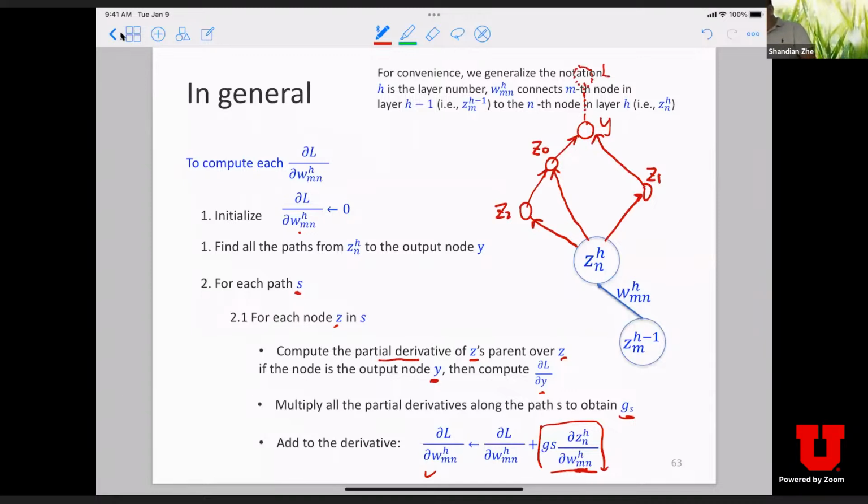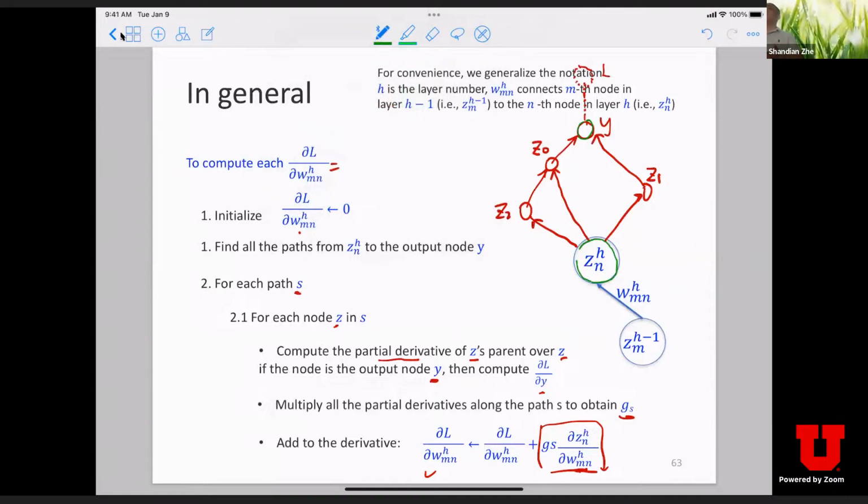So if we want to compute partial L over partial W_MNH following this procedure, what shall we do? We first look at the target node this edge points to, which is ZNH. We look for all the paths from ZNH to the output neuron Y. How many paths do we have?